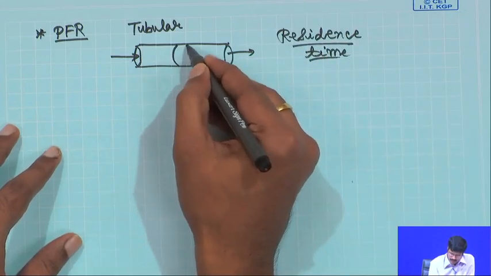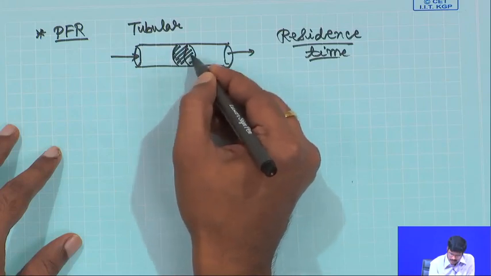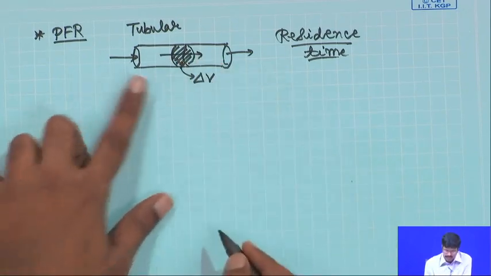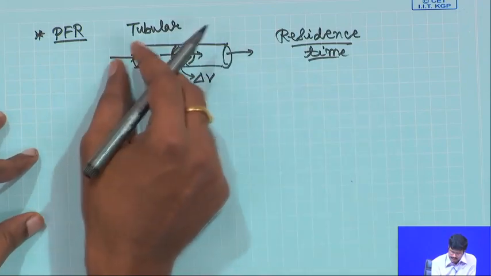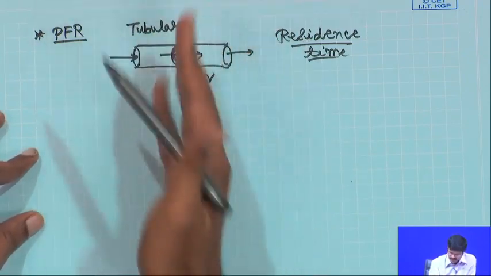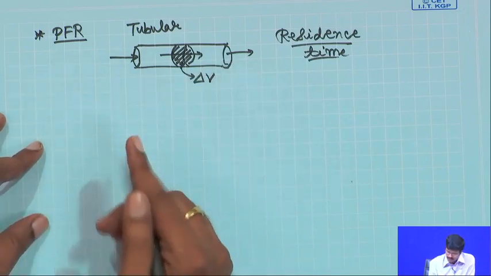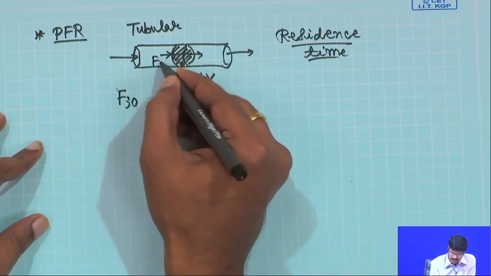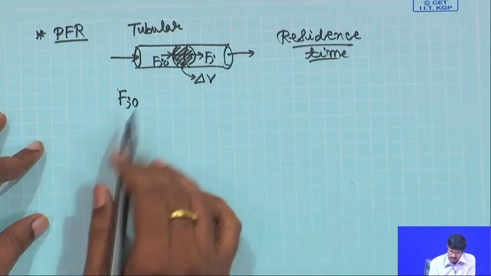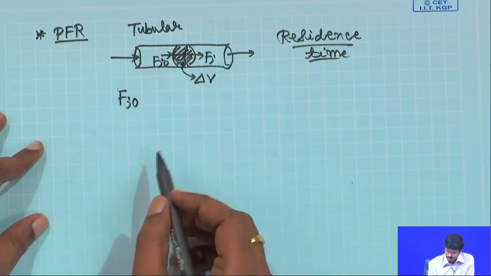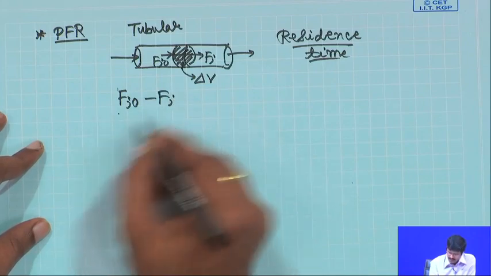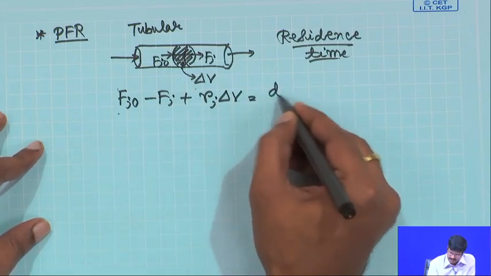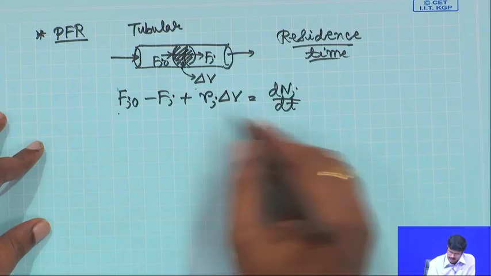Now let us consider a small volume element inside here, the differential volume being delta V, through which the material is flowing. Of course, the composition varies through the flow path, but it does not change along the radial direction. So, what about the mole balance equation for this element? Here F j 0 is entering and F j is going out of this volume. So, F j 0 minus F j, in minus out, plus the rate of formation over the small volume element delta V, equals the rate of accumulation. Nothing accumulates, so this will be 0.